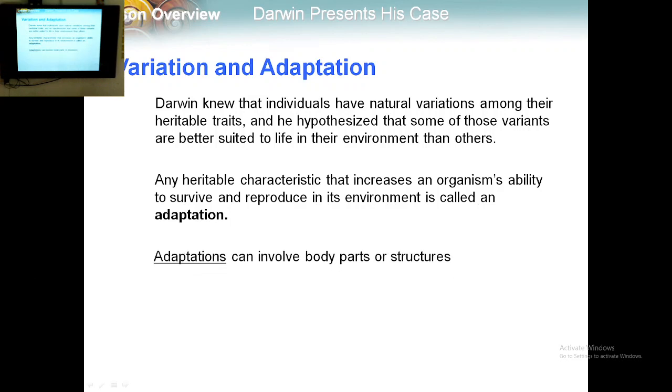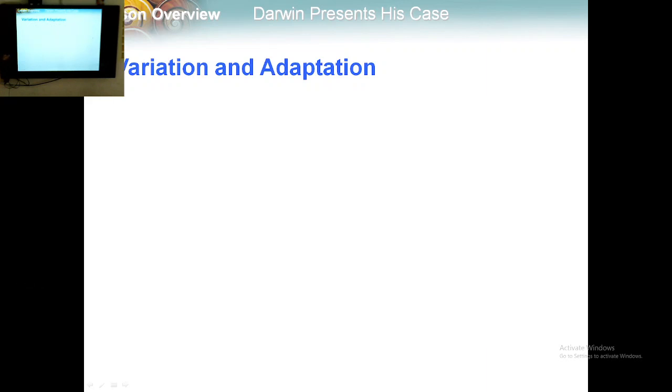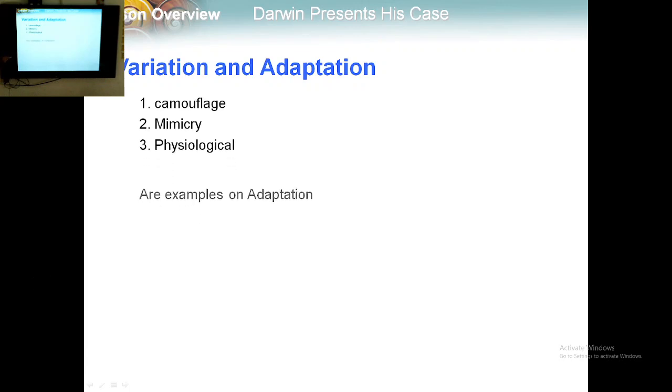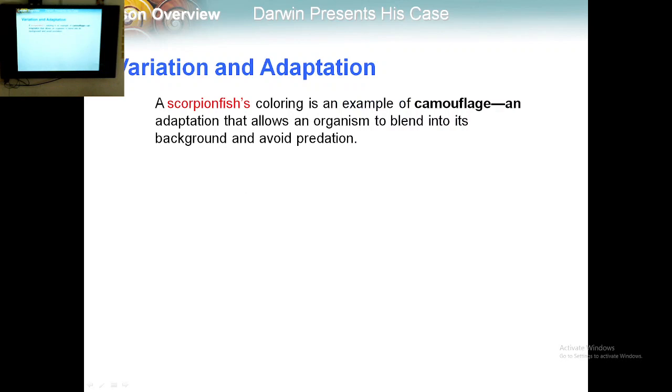And also, adaptation can involve body parts or structures. As examples of adaptations, we have camouflage, mimicry, and physiological adaptation. Let's start with a scorpion fish example, which is an example of camouflage adaptation, which is a color. An adaptation that allows an organism to blend into its background and avoid predation, which is again the scorpion fish coloring, is a camouflage example.